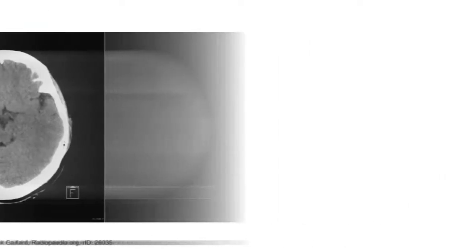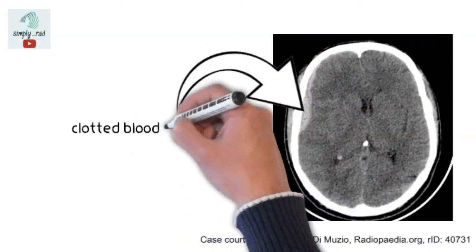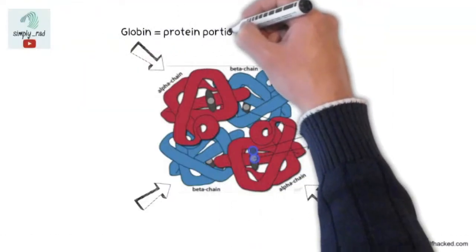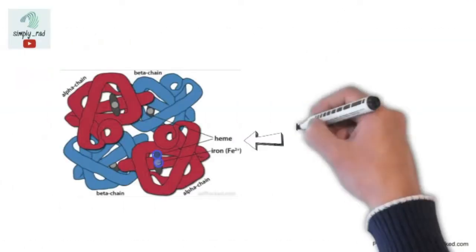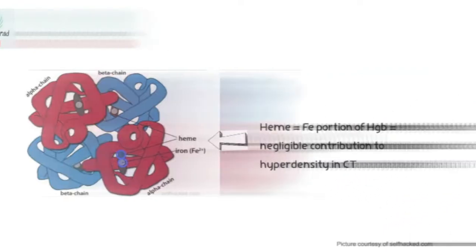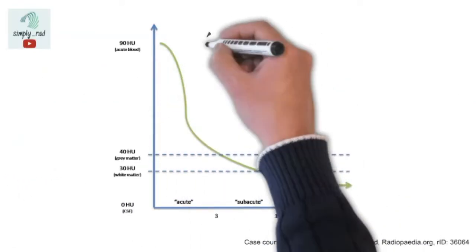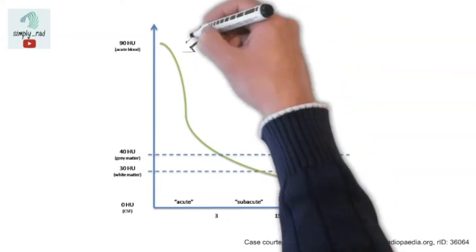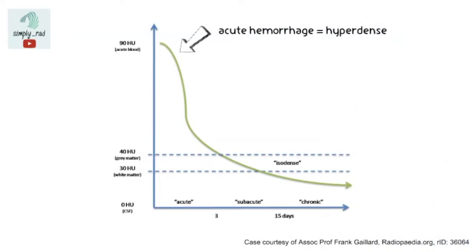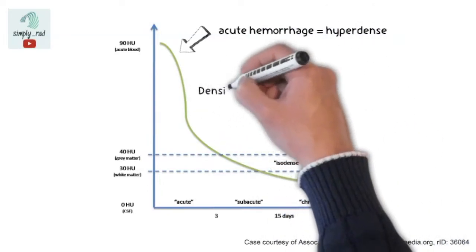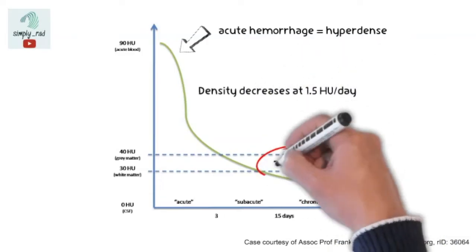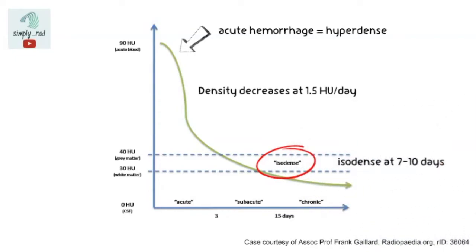When the hemorrhage clots, water is extruded, and the protein part of hemoglobin will now contribute to the increased density. This protein part of hemoglobin is the globin portion. The heme portion, which contains iron, contributes a negligible amount to the CT density. If one was to draw a graph of the density of hemorrhage in CT, it would look like this. Plotting clotted blood in the acute stage, we start at a high value for attenuation. When the clot lyses, the density will decrease at a predictable rate of 1.5 Hounsfield units decrease per day. Eventually, it will reach isoattenuation with the brain by 7 to 10 days.